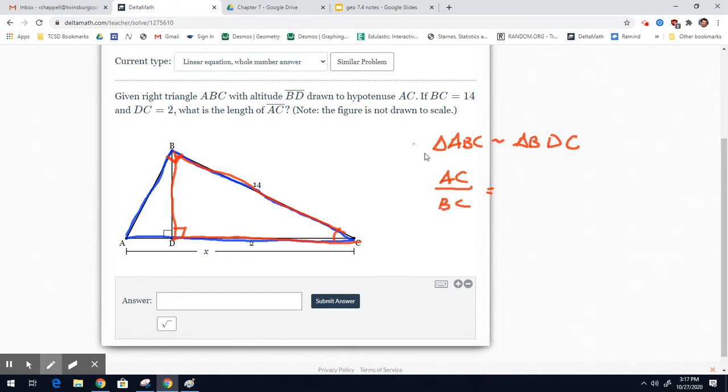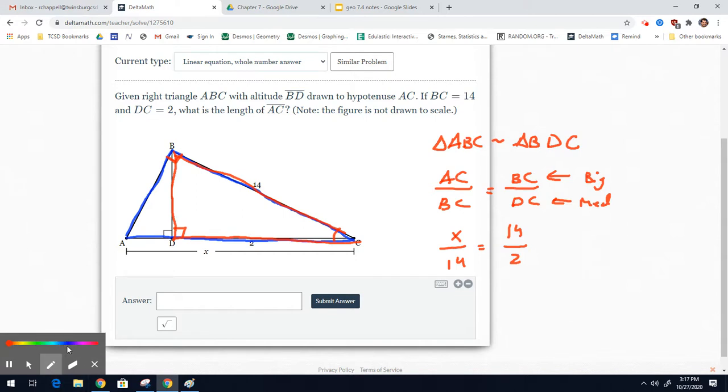And now, what other side in the big triangle am I given? Because the big triangle has to go on top. Well, in the big triangle, I'm given BC. BC corresponds to DC in the medium triangle. So there is my proportion. And again, these top sides come from the big triangle, and the bottom sides come from the medium triangle in a corresponding order based off of the similarity statement. So AC is X, BC is 14, BC is 14, and DC is 2.